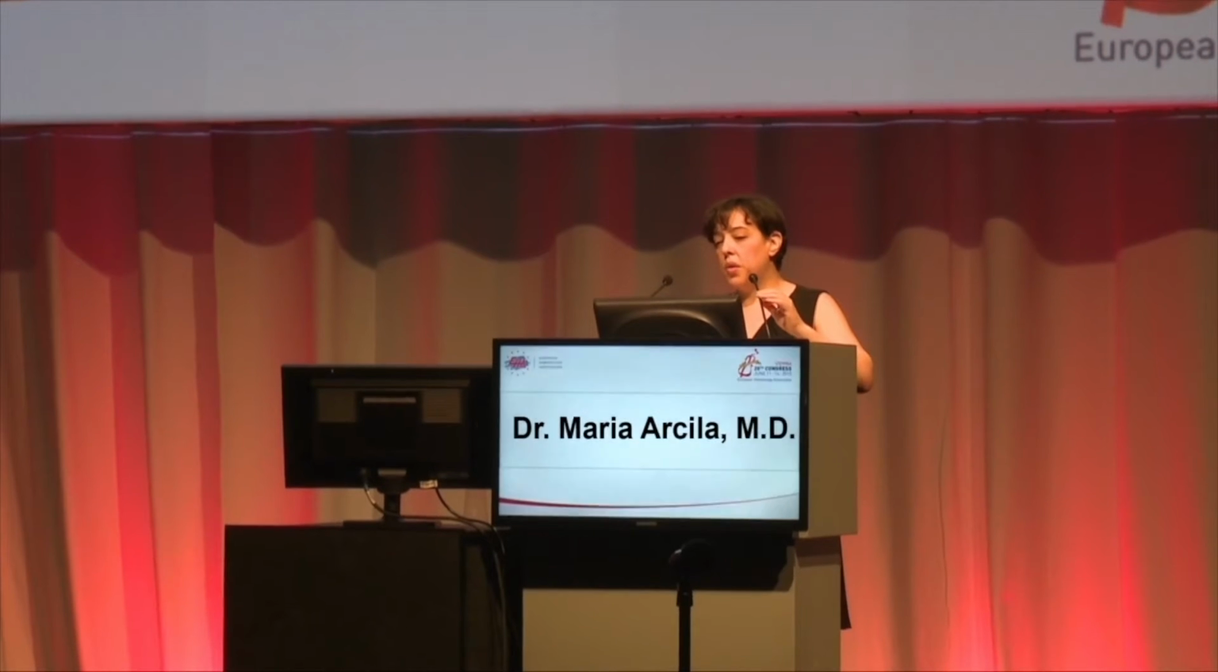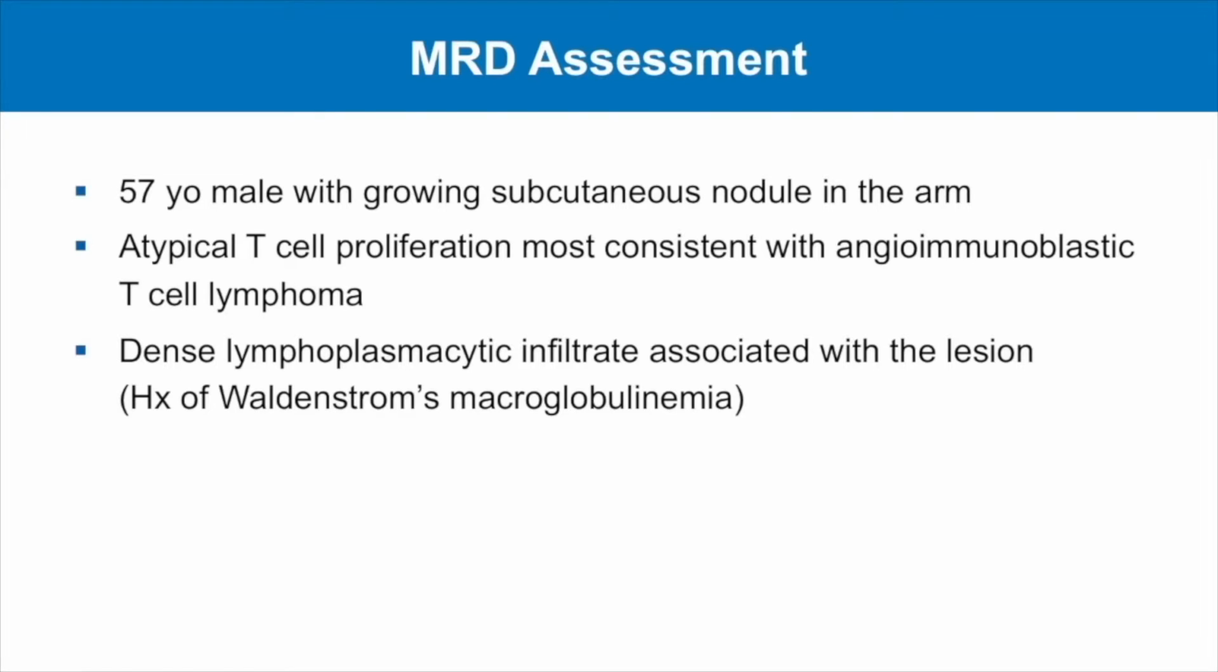Now, how do we do our MRD assessment? This is one example of our MRD studies. This is from a 57-year-old male with a growing subcutaneous nodule in the arm, which was diagnosed as an atypical T-cell proliferation, most consistent with an angioimmunoblastic T-cell lymphoma.